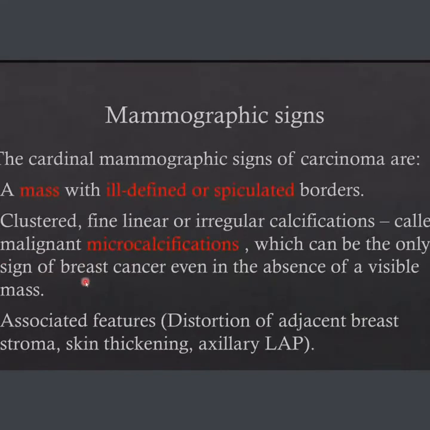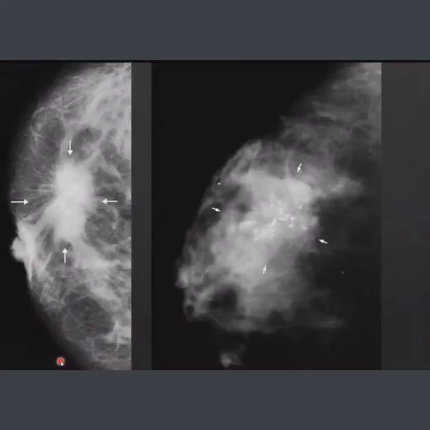Malignant microcalcifications can be the only sign of a breast cancer in the absence of a visible mass, just microcalcifications. For this reason, for the mammogram to find these very small calcifications, the quality of the machine must be very high and the precision very high. For associated features, it is not required to see a mass or calcification; I may see distortion of the adjacent breast tissue, skin thickening, or suspicious axillary lymph nodes. These are signs of carcinoma.